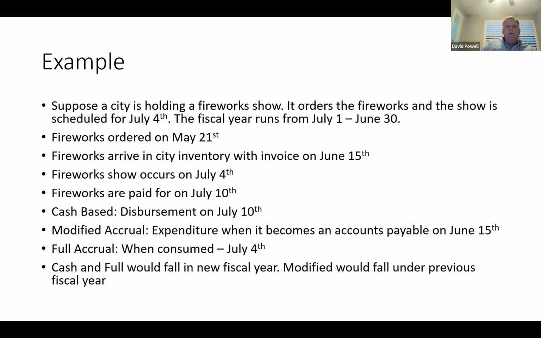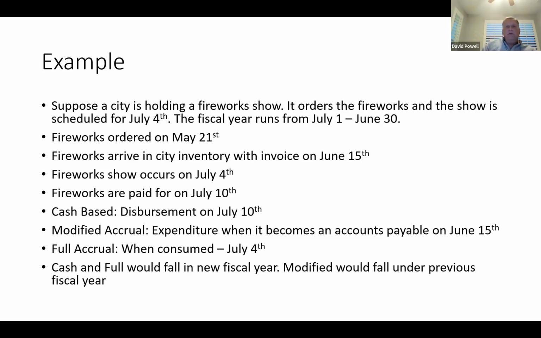Under a modified accrual approach, it would be considered to be an expenditure whenever it's become an accounts payable. So whenever you receive those fireworks in inventory and there's then a requirement to pay for them, that occurs on June 15th. That under modified accrual is when it becomes considered an expenditure, on June 15th, which is the previous fiscal year because it occurs before the end of the fiscal year on June 30th.